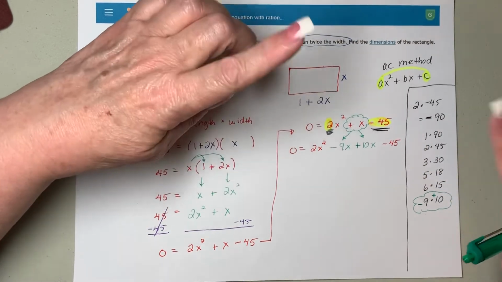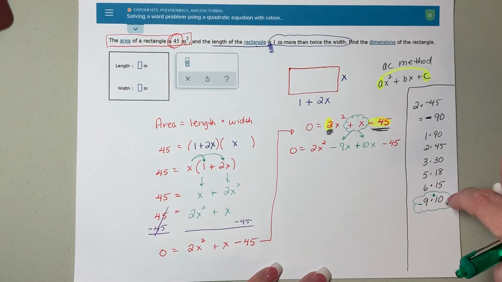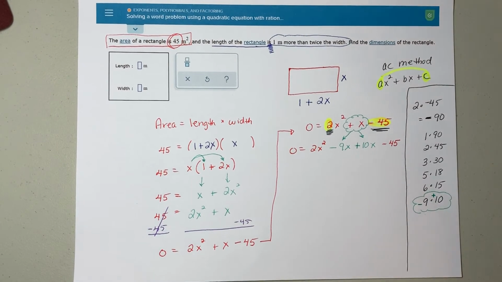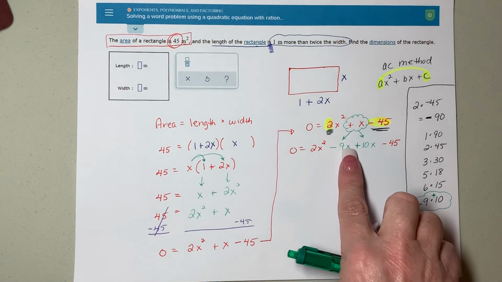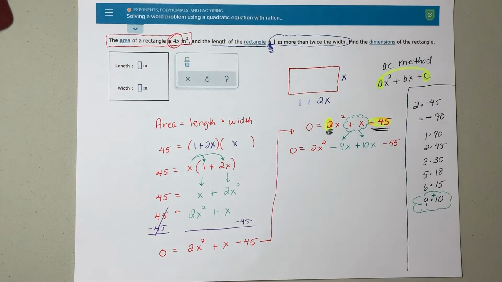And literally what I have found, when you look at all these pairs here, the pair that you pick ultimately will be what outsides and insides are if you were to FOIL back your factored answer. If you wanted to factor it and check it and you FOIL it, either your outsides will be negative 9x or the 10x or vice versa in the insides.